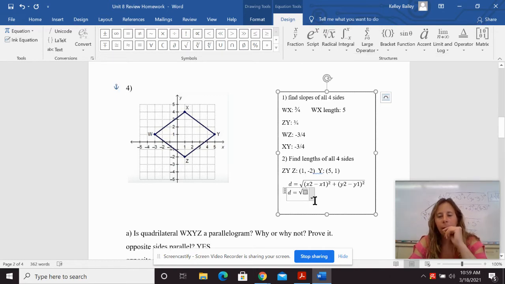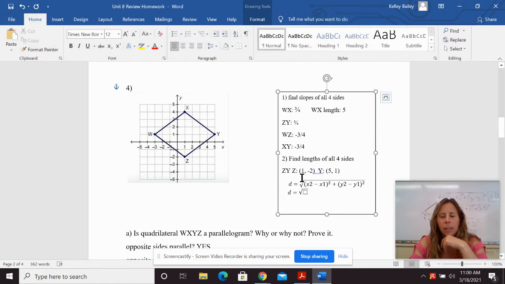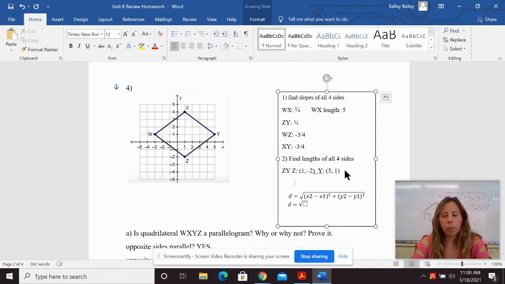I'm going to make this be my x2, y2. I can label it. Make this the x. So this is x1, y1. Okay.